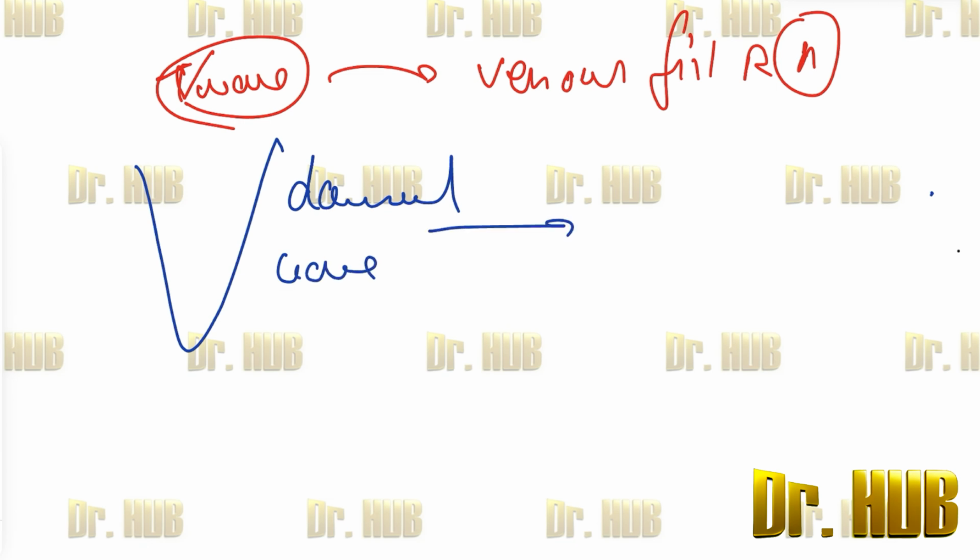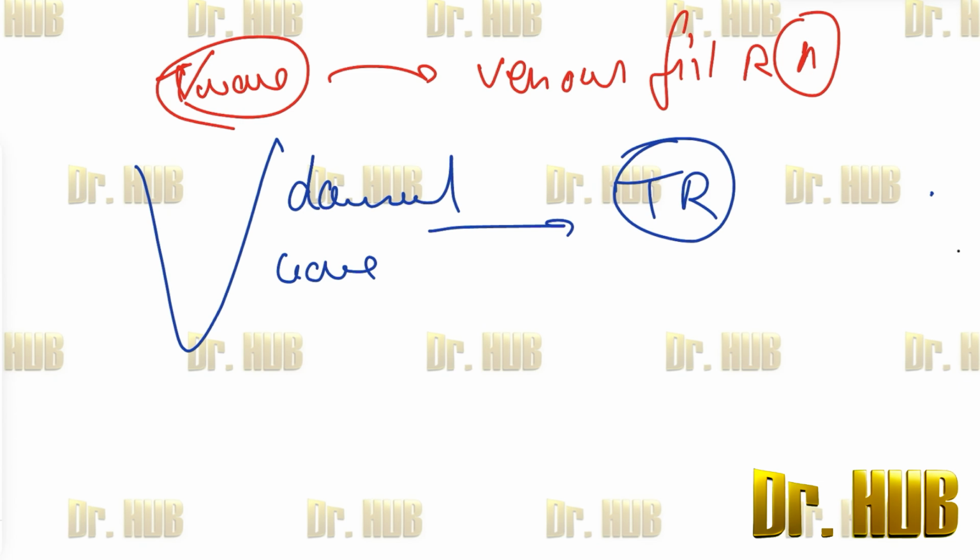So the V wave is the venous filling of the right atrium. V for venous. So there can be a dominant V wave, and this dominant V wave is nothing but the tricuspid regurgitation, that is TR.